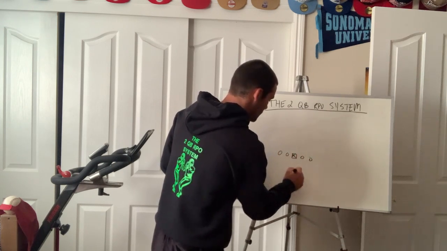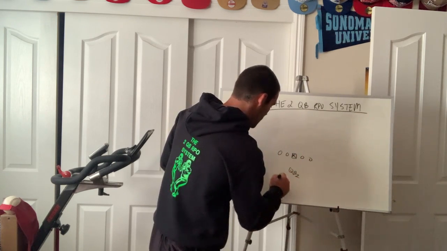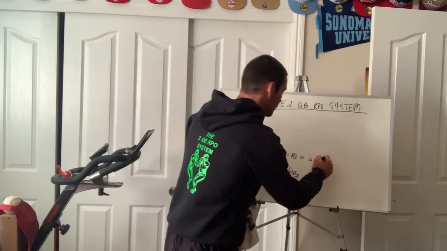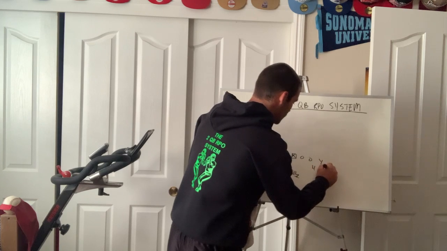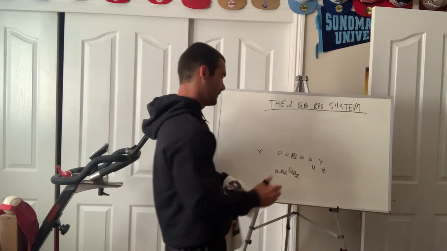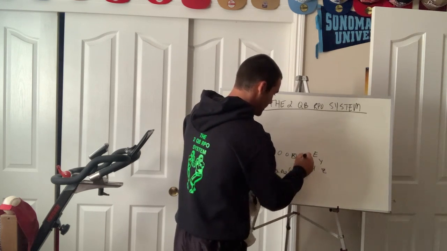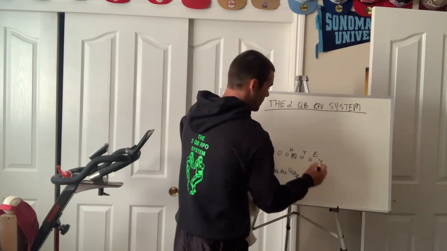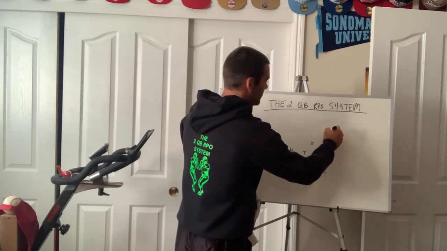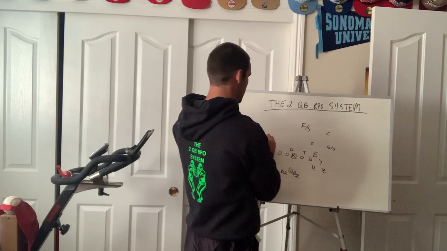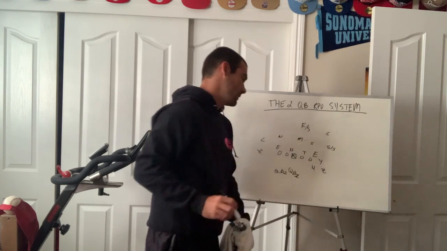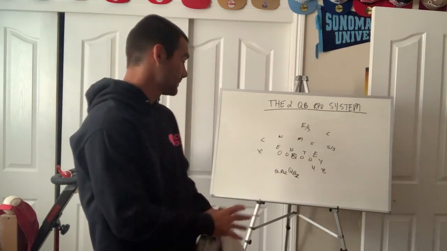XX, QB1, QB2. Let's go with the bunch formation. So we got our defensive end out here, our tackle, our nose. Let's put a strong safety here, Sam here, corner, free safety, corner, Will, and a Mike. So we got a bunch look to the right.